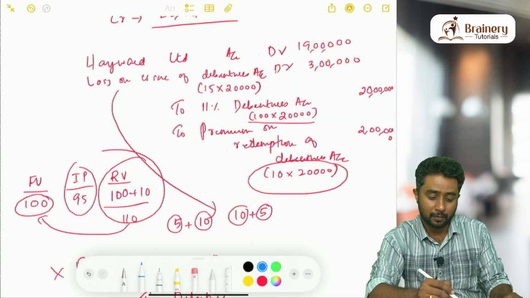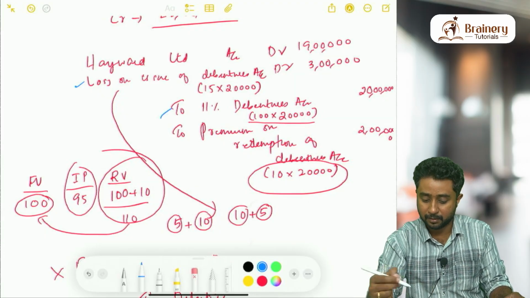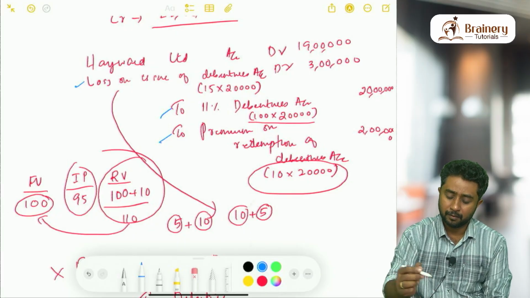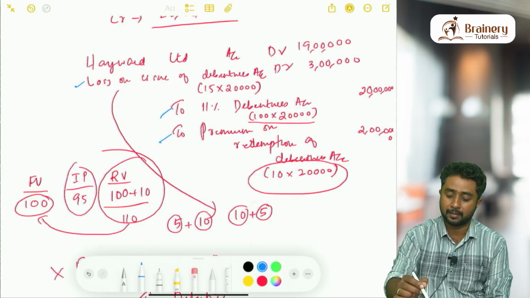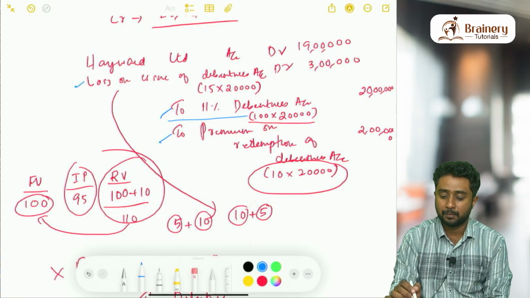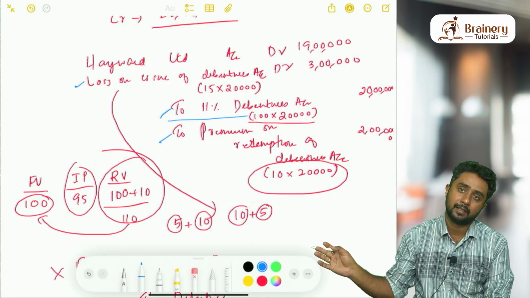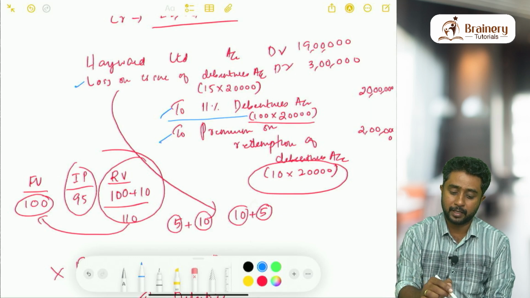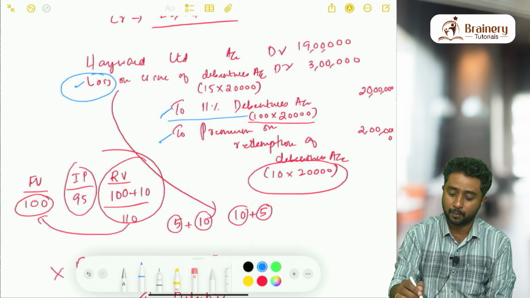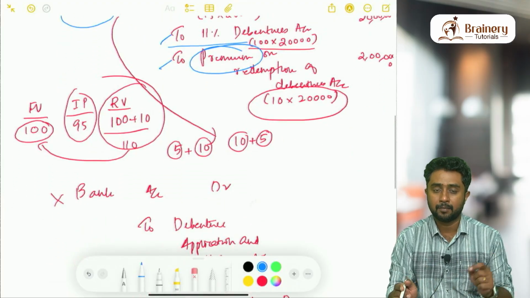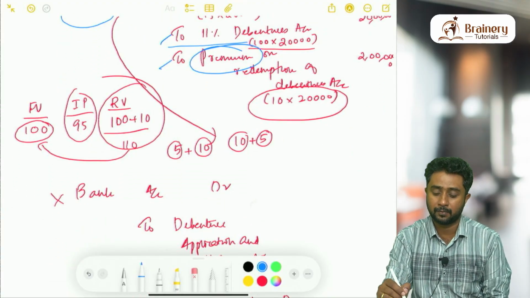So that is why Loss is coming here, 11% Debentures is coming here, and Premium on Redemption of Debentures is also coming here. Even if the redeemable case is not there, we have to mention 11% Debentures. Loss and premium on redemption are coming because it is issued at a discount and redeemable at a premium. Now the next job is to find out how much is the amount of loss and how much is the premium on redemption.